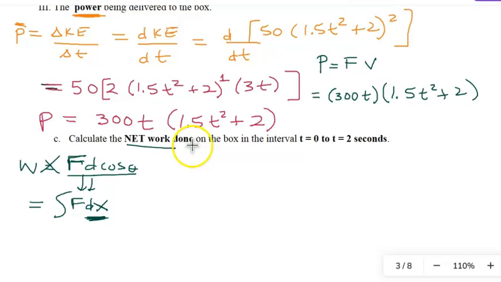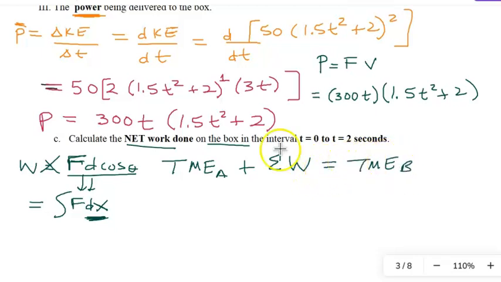I would say we want to find the work done on the box. Okay, so this is kind of tricky. But you can say, let's find the TME at A, because we know the speed is 2, plus the work done by the person and friction equals TME at B. That's why they're saying the net work done. I don't care how much the person did, I don't care how much friction does, because I don't have enough information. All I know is the total work that happened.